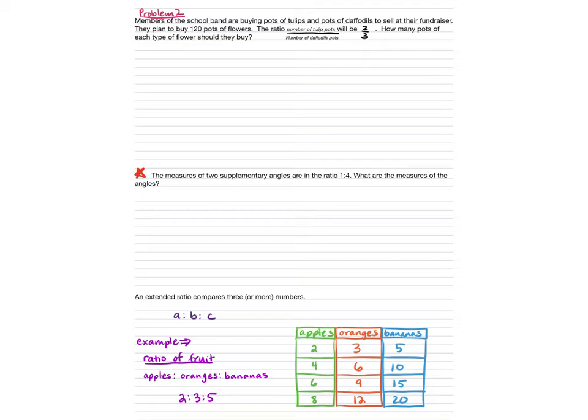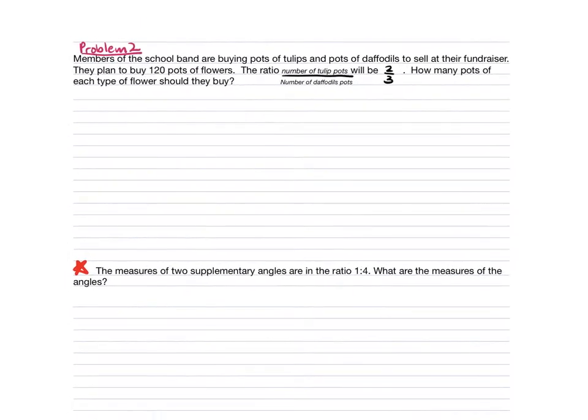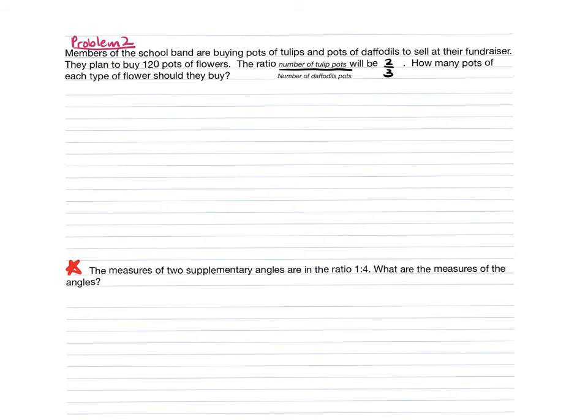Okay, moving on. Problem 2 says, members of the school band are buying pots of tulips and pots of daffodils to sell at their fundraiser. They plan on buying 120 pots. And the ratio, which is the number of tulips to the number of daffodils, will be 2 to 3. How many pots of each type of flower should they buy?